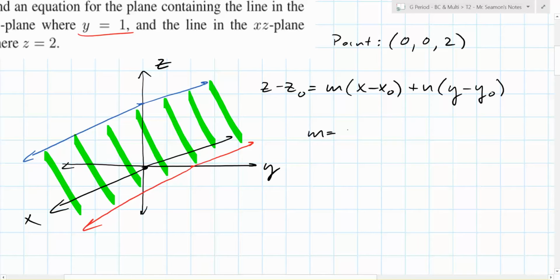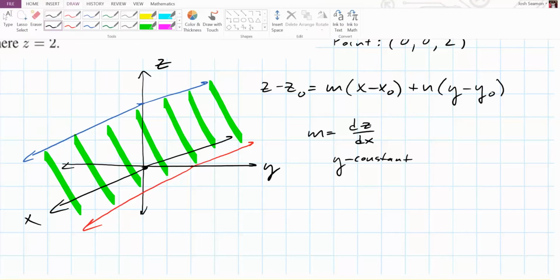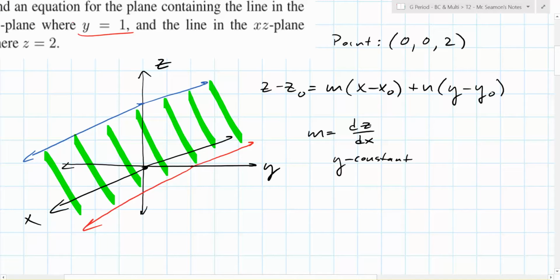m, what was the definition of m? dz dx. So that's when what is constant? y. That's when y is constant. So if we keep y constant, what happens to x? Well, we need to find a place where we can find dz dx. So where do you want to start? What point do you want to start at and take a little walk? You can start at any point you want and then keep the y value the same.